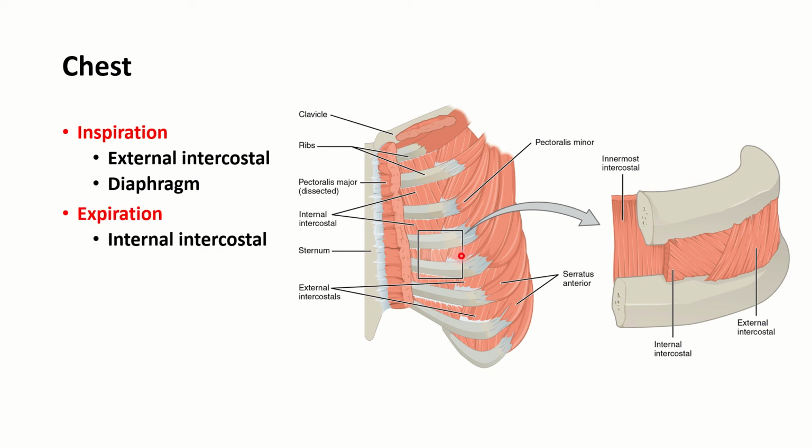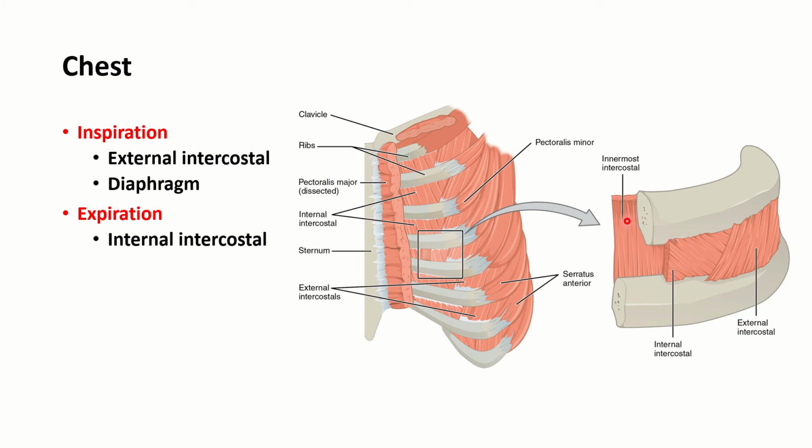Expiration or breathing out is usually a passive procedure, so you don't need to use any muscles, the air comes out. But if you're trying to force expiration, so you want to breathe out forcefully, then you can use internal intercostal, this muscle, and you can see the direction of the fibers, so they are going downward and outward. External was like this, downward and inward. Internal is downward and outward.